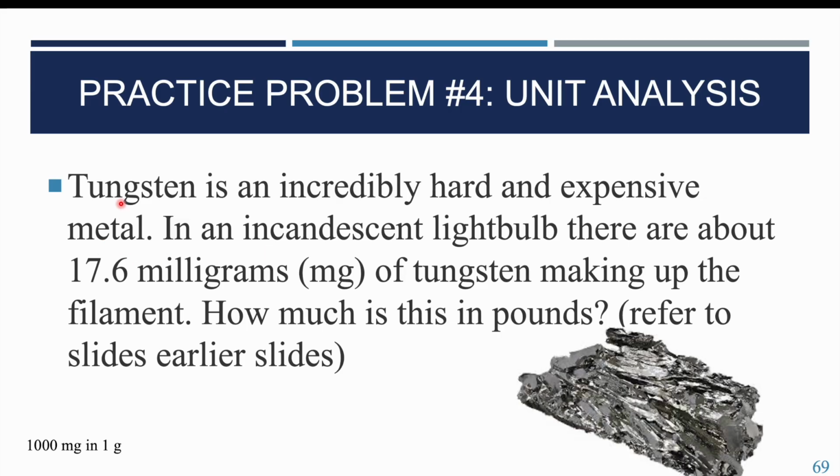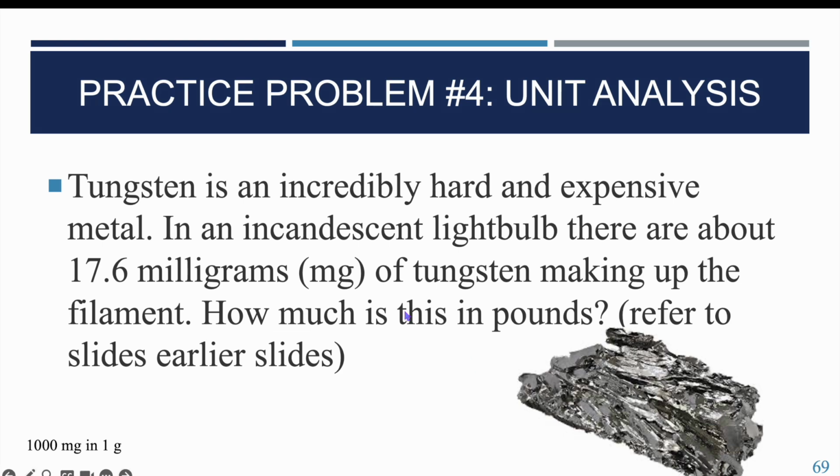This is how it is going to work out. Tungsten is an incredibly hard and expensive metal. In an incandescent light bulb, there is about 17.6 milligrams of tungsten making up the filaments. That's that little wire that's in a light bulb, in a classic light bulb. And if we want to see how much this is in pounds, we're going to have to convert it. So go ahead and give this a shot as well, and then I will be back with the answer momentarily.